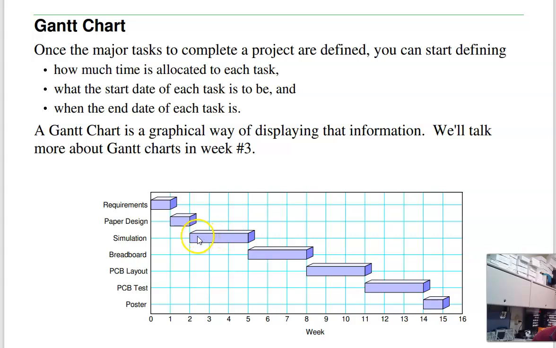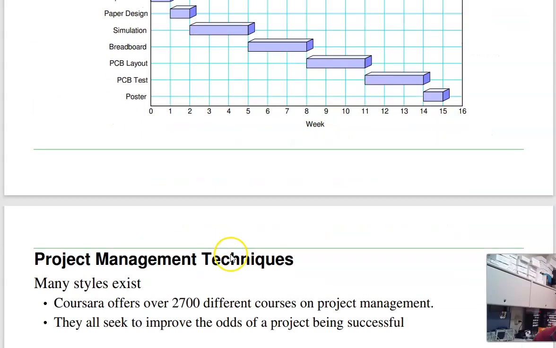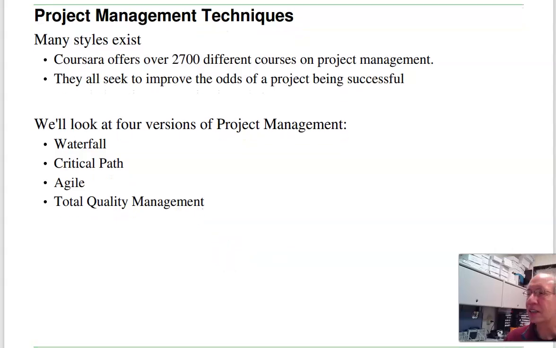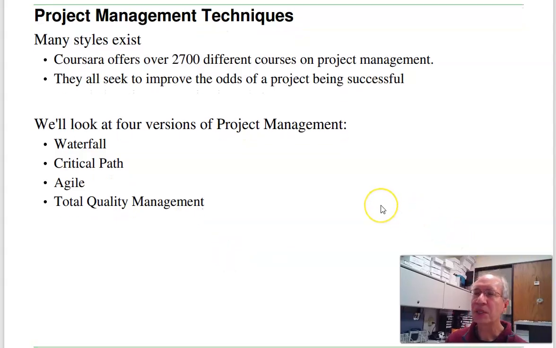Now, simulation is kind of fun. I don't want to be spending 14 weeks on simulation. If I did that, I won't get to the other tasks. The Gantt chart is planning ahead, how much time I'm going to allocate for simulation. At some point, you have to say, good enough, I need to go on to the next step. That's what a Gantt chart is for. Now, that's kind of the basic idea behind project management.